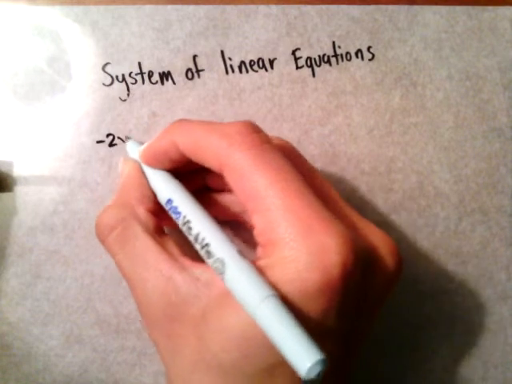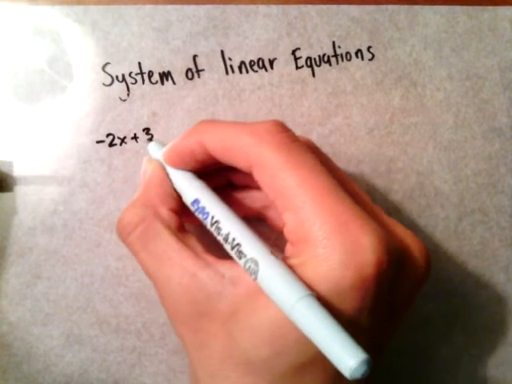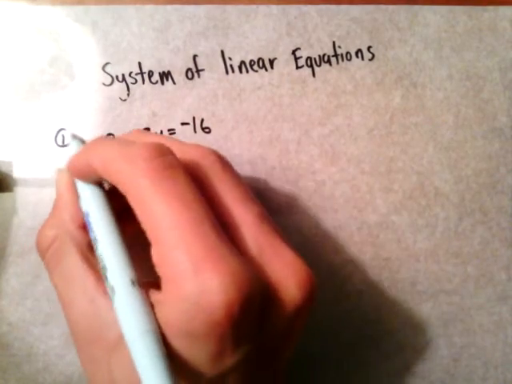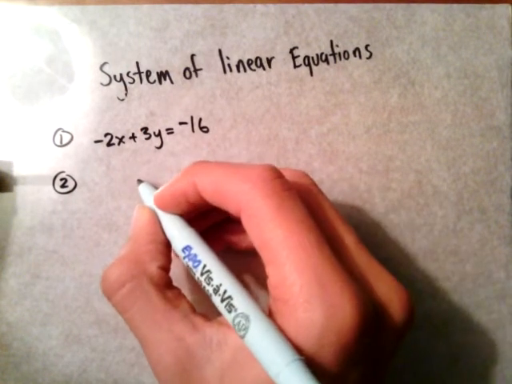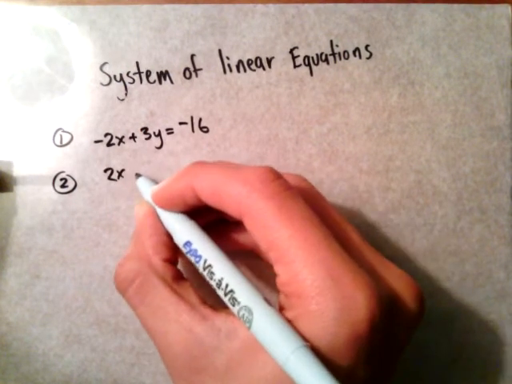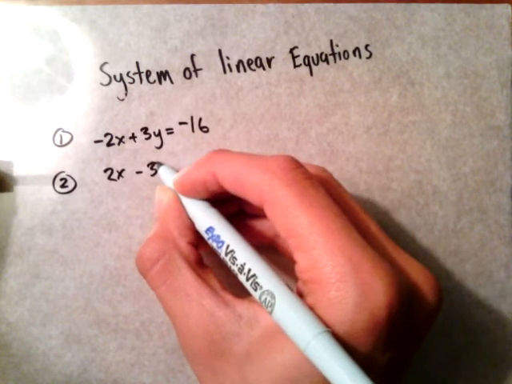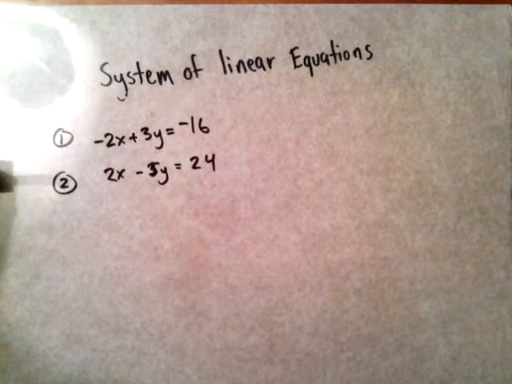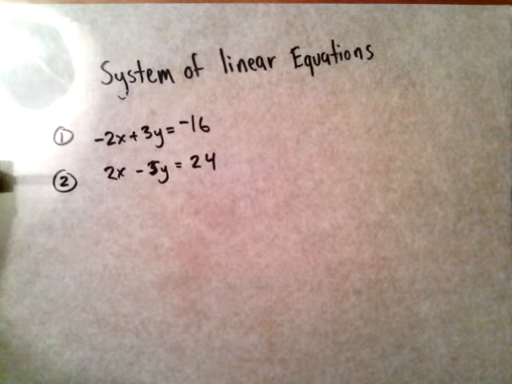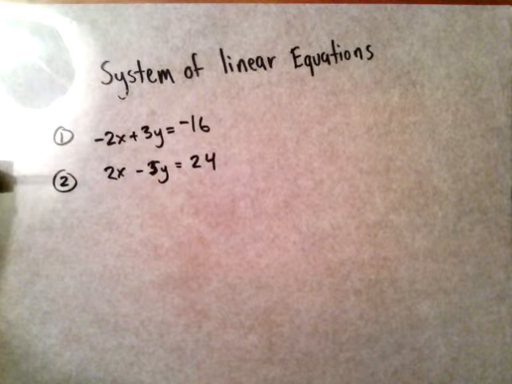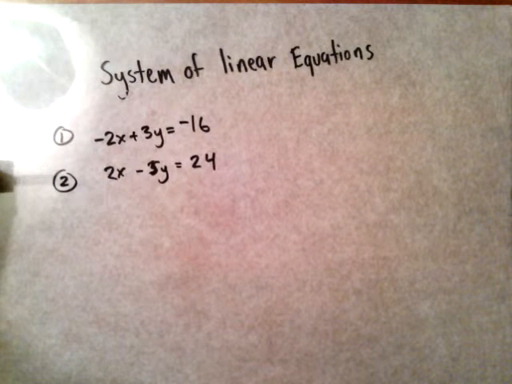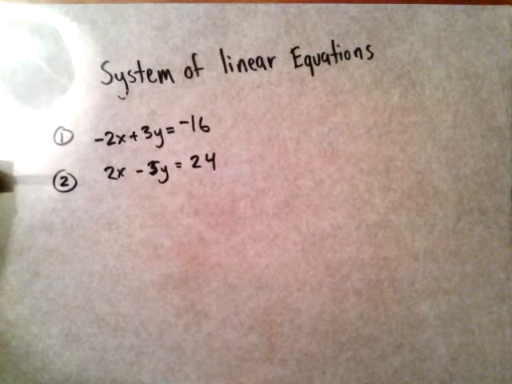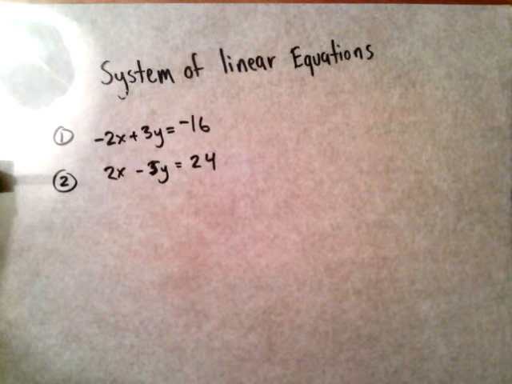The first one is negative 2x plus 3y is equal to negative 16. So this is equation 1. Then my second equation is 2x minus 5y is equal to 24. Now, the idea with the elimination method is that we want to add both equations, but by doing so, we must cancel out one of the variables.